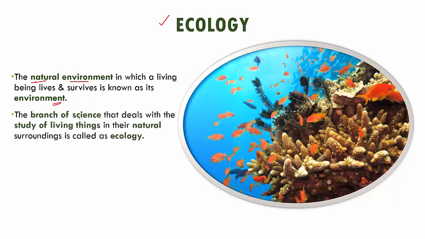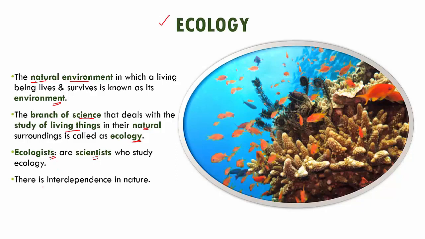Now the branch of science that deals with the study of living things in their natural surroundings is very important. The study of living beings in their natural surroundings is called ecology. For example, if we look at a pond and study the fishes in the pond, then we're talking about ecology. But if we pick up that fish away from the pond, keep it in our fish tank and study it, that does not come under ecology. So studying living beings in their natural environment is called ecology. Scientists who study ecology are called ecologists.